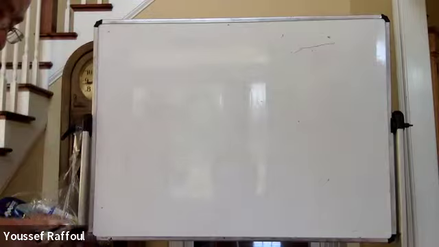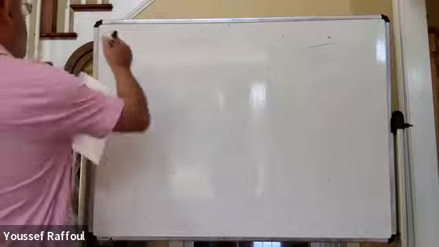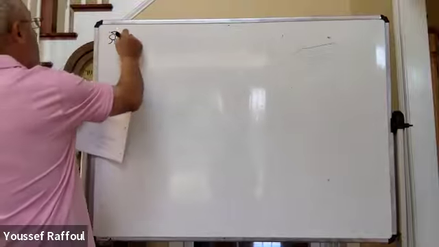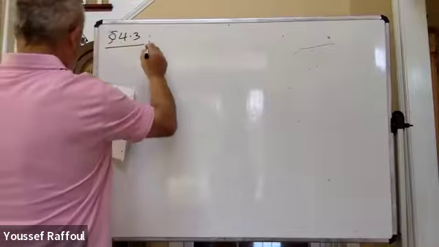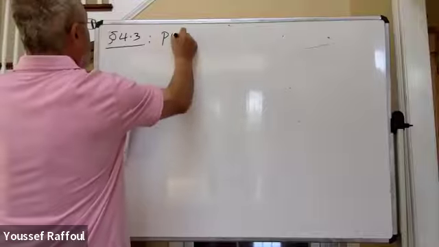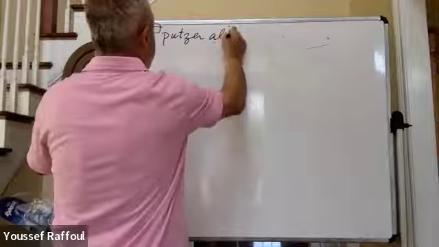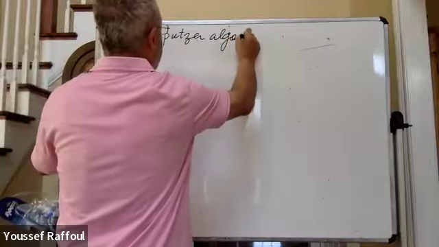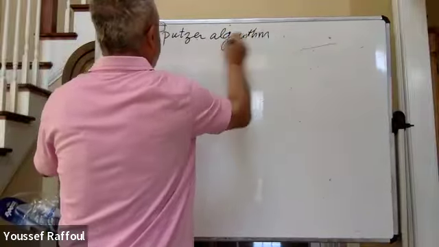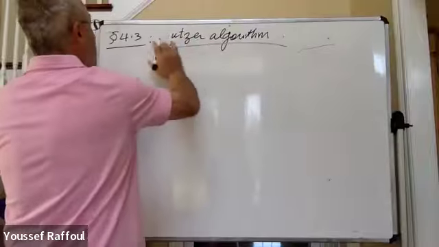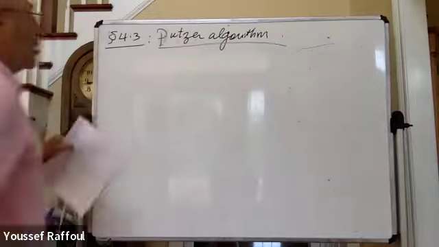All right. Now we're going to look at section 4.3. And this is called Putzer algorithm. Putzer is the name of the guy. It's capital P.